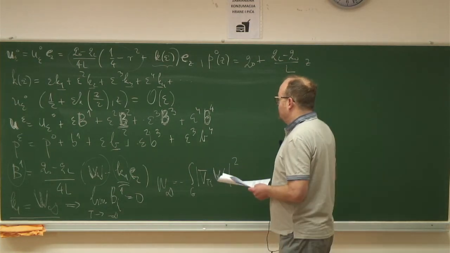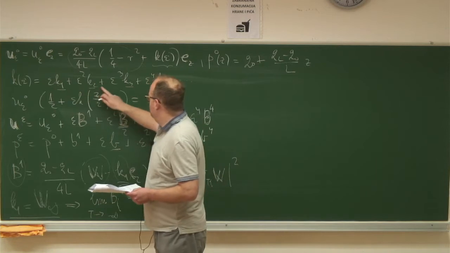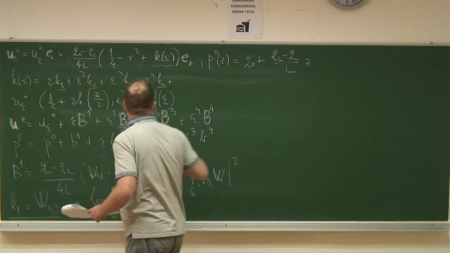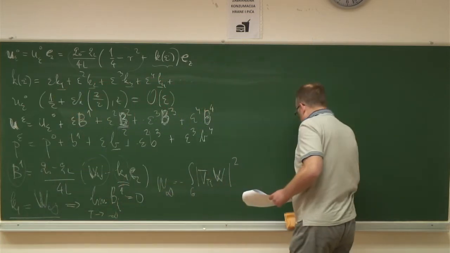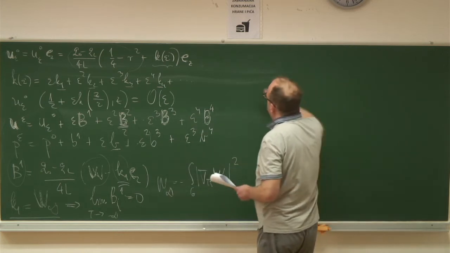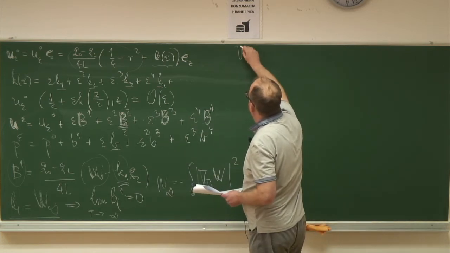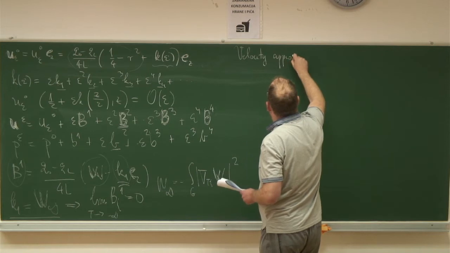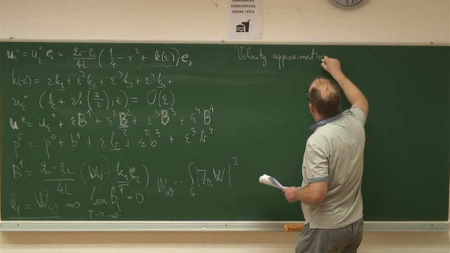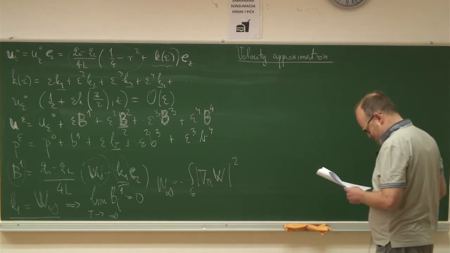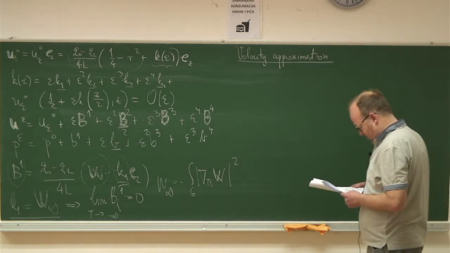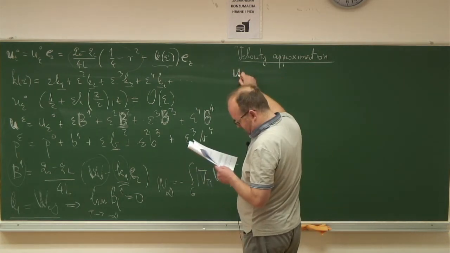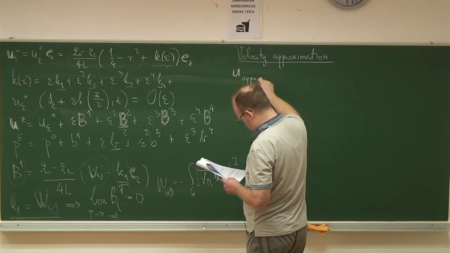approximation. So in each step we obtain K1, K2, K3, K4, which means that our velocity approximation takes the following form. So this is new. This was the recapitulation of the last lecture. So velocity approximation. So our velocity approximation is in fact this one. So I will denote it by this.